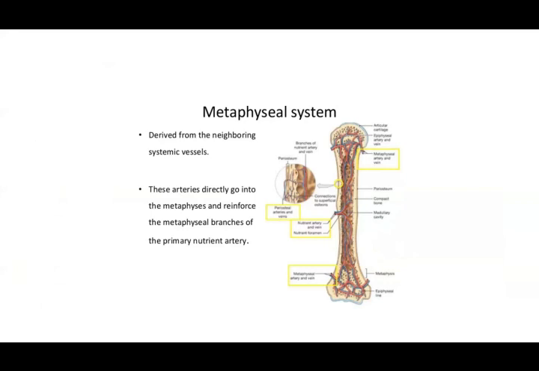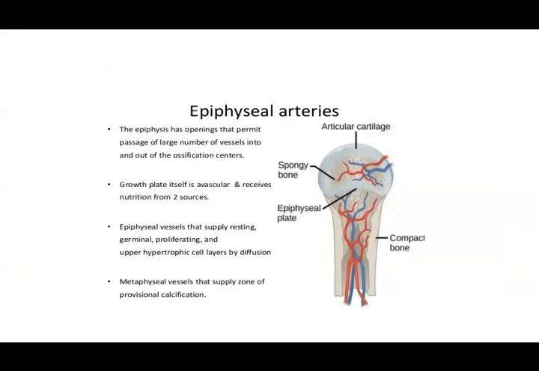epiphyseal arteries after the epiphyseal cartilage is finished off. Then these epiphyseal arteries have openings that permit large vessels in the epiphysis. They are going to enter from there into the ossification centers. These plates receive nutrition from two sources. One is by these vessels and the other is by diffusion. And the metaphyseal vessels supply the zone of provisional calcification.